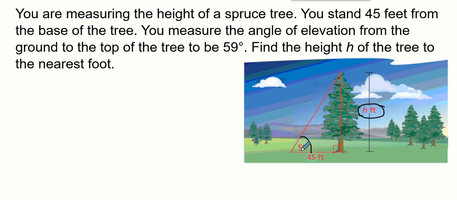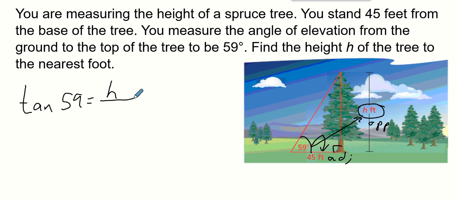So again, when I'm looking at 59 degrees, I see a right angle, so I can use trigonometry. The side I'm trying to find is opposite my angle. The side I know is my adjacent. So since we're dealing with opposite and adjacent sides, I know I can use tangent. So tangent of 59 degrees is going to be equal to the opposite side, h, over my adjacent side, which is 45. So I do that substitution. Now I'm going to put that over 1, and I'm going to solve for h.